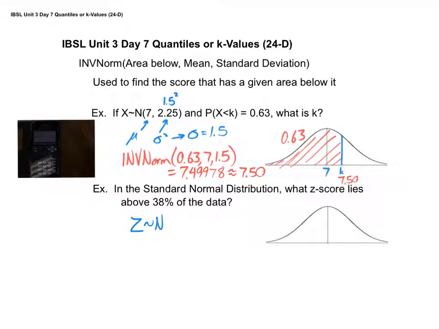The mean was 0 and the standard deviation is 1, so we've got 1 squared in here. Remember how we did that? We took all the scores. Remember our formula for z: z equals x minus mu over sigma.